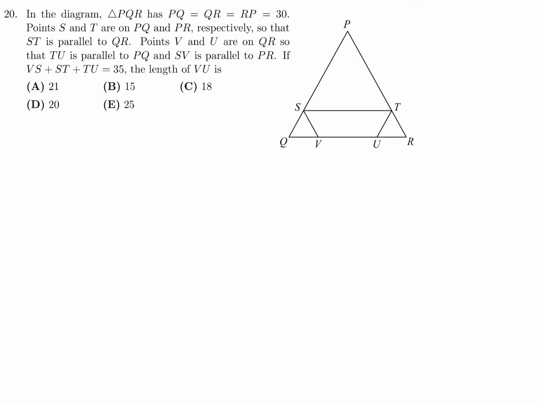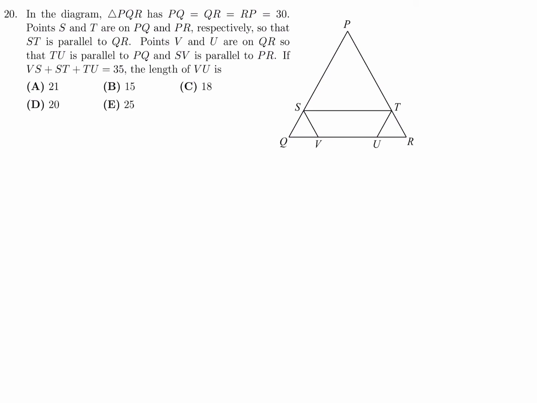Well, the fact that this is parallel and then this is parallel to that side means that these are similar triangles. These little guys are similar to the big guy. That's pretty much what they're getting at with that whole parallel stuff. All right, so let's label this now.